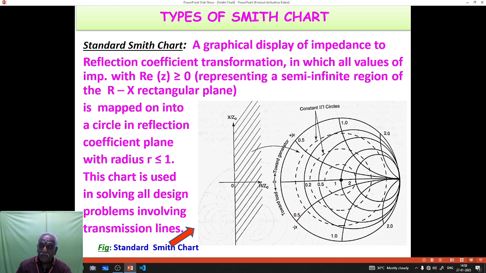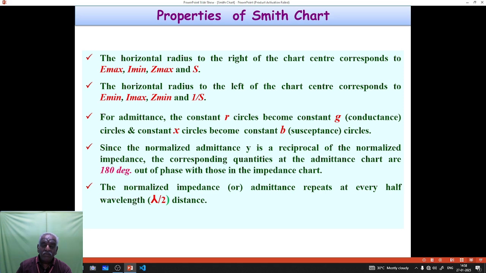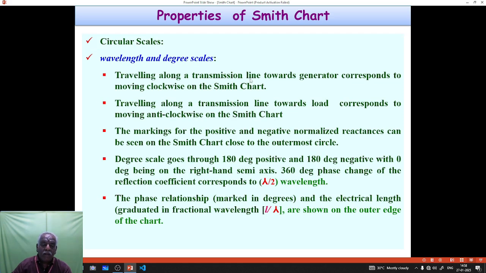Source to load means the incident wave is traveling in the direction from source to the load, and the reflected wave will be traveling from the load to the source. The markings for the positive and negative normalized reactances can be seen on the impedance chart close to the outermost circle. So this we can see in the impedance chart also.